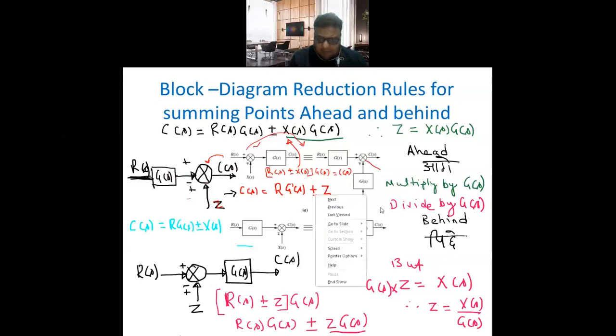So this plus minus Z should be equal to what? If we are shifting the block, the value of the block should not change. So the value of Z should be equal to X of S into G of S when I am moving the block ahead. In order to get this value of Z, X of S into G of S, I need to multiply this signal by G of S, like I have seen over here. Then only the corresponding value will remain the same. Otherwise it will be only R of S, G of S plus X of S. So when we are moving the summing point ahead, we multiply by G of S.